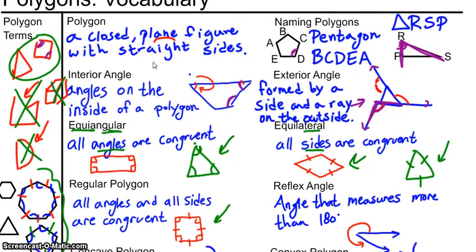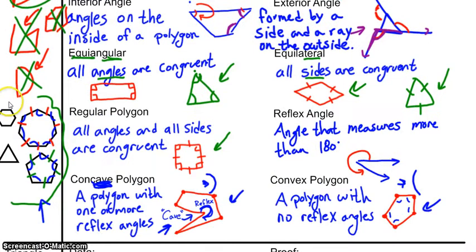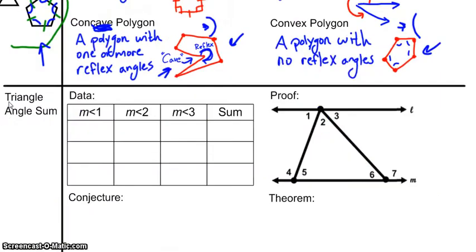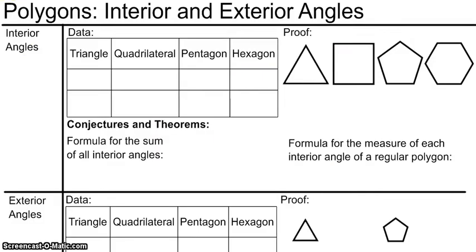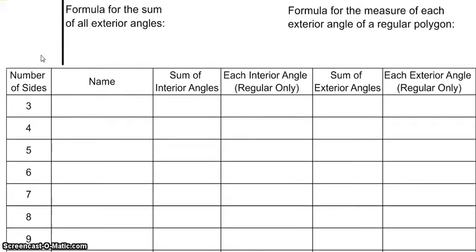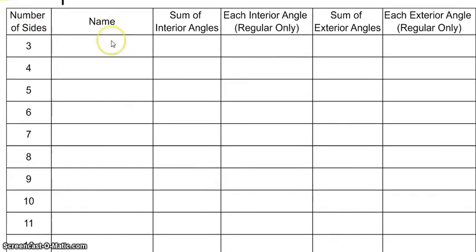So if you need to pause the video to write down any of these things up here, or pause the video to write down anything down here, do that. We're going to skip this stuff for now and go straight to the back side. All right, we're on the back side of our paper now, and we're skipping all the way down to the bottom where it says number of sides and name.